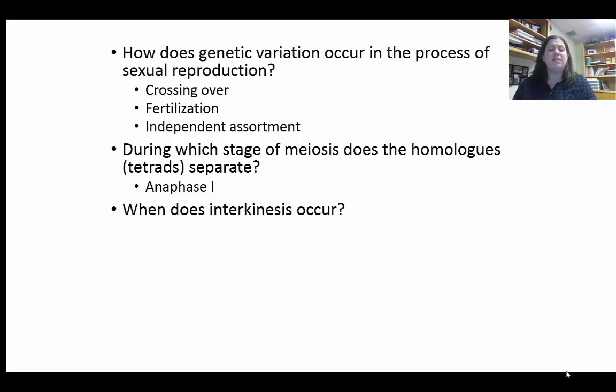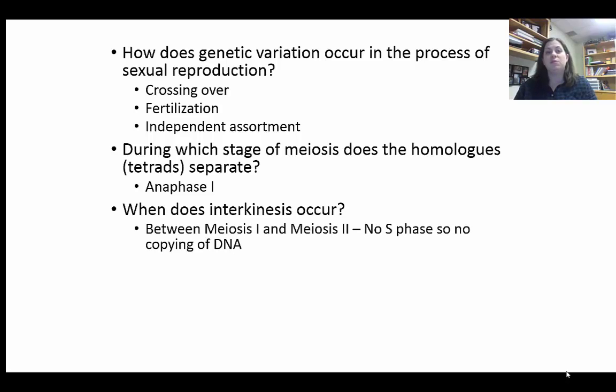The next question says, when does interkinesis occur? Interkinesis is very similar to interphase. However, it is missing the S phase with DNA replication. So interkinesis is going to occur between meiosis 1 and meiosis 2. Since there's no S phase and no copying of the DNA, we can't call it interphase, but we call it interkinesis. It connects meiosis 1 to meiosis 2.